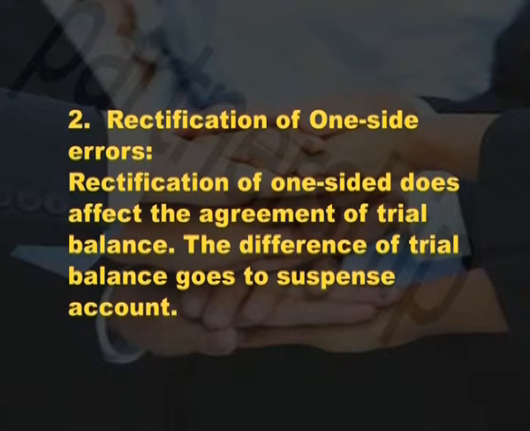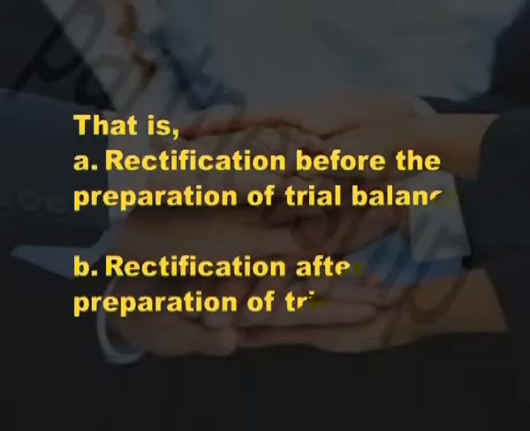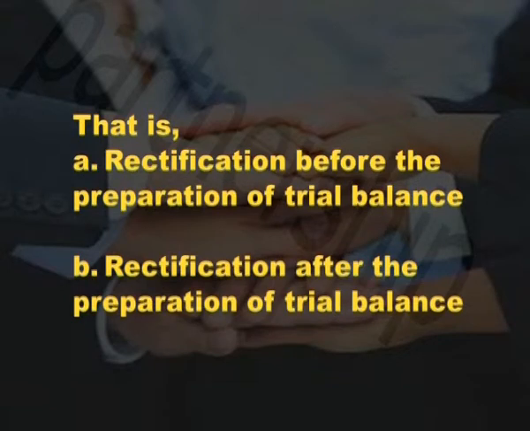Now, the second one, rectification of one-sided errors. Rectification of one-sided errors does affect the agreement of trial balance. The difference of trial balance goes to suspense account. Rectification of one-sided errors depends upon the stage at which errors are rectified. That is, A, rectification before the preparation of trial balance, and B, rectification after the preparation of trial balance.